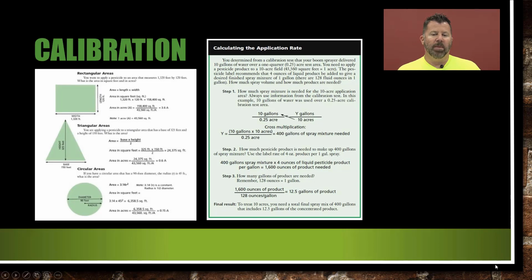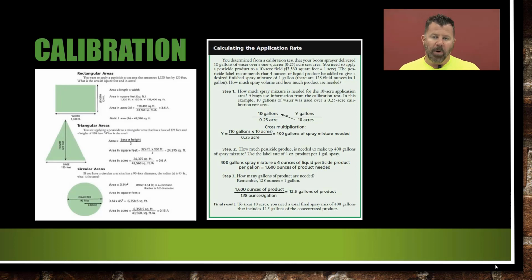Now, let's look at this problem. Calculating the application rate. You determine from a calibration test that your boom sprayer delivered 10 gallons of water over a 1/4 acre test area. You need to apply a pesticide product to a 10-acre field. Well, we know that 43,560 square feet is in an acre. The pesticide label recommends that 4 ounces of liquid product be added to give a desired finish of spray mixture of 1 gallon. There are 128 fluid ounces in 1 gallon. How much spray volume and how much product are needed?